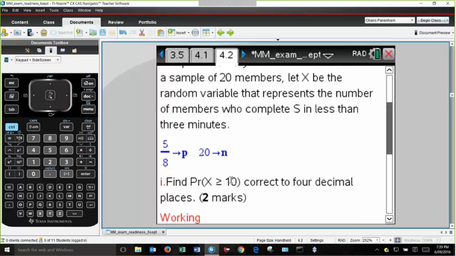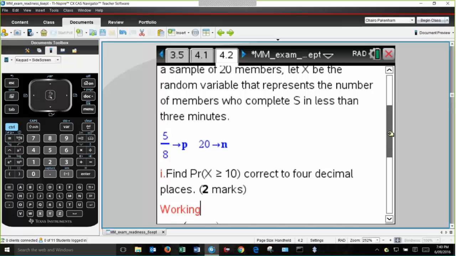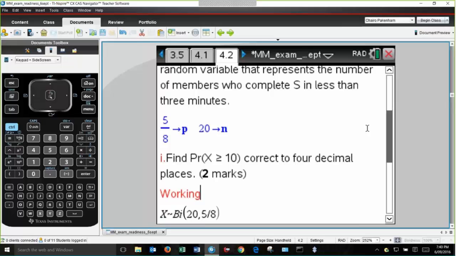Now, interestingly, that's a 2-mark question. So part of using technology effectively is for students to know that they have to include working and what working they should be writing down when they're obtaining an answer with technology. So I guess relevant working basically shows that they understand that X is binomial and that they know the value of the parameters N and P.